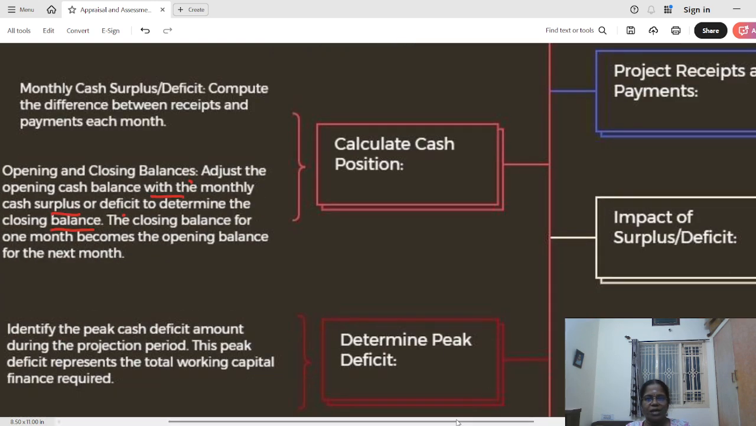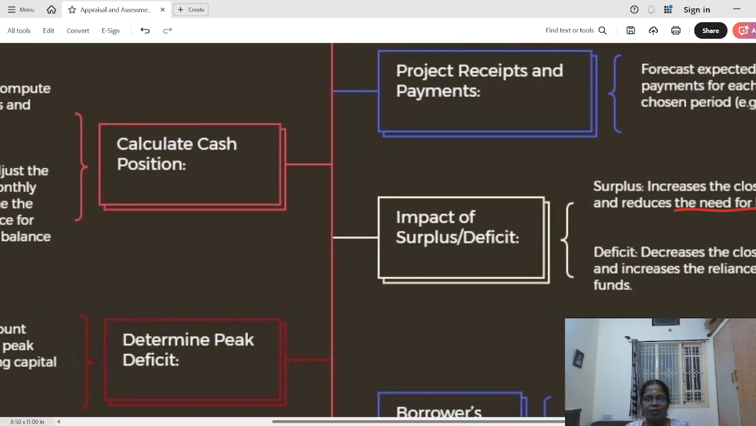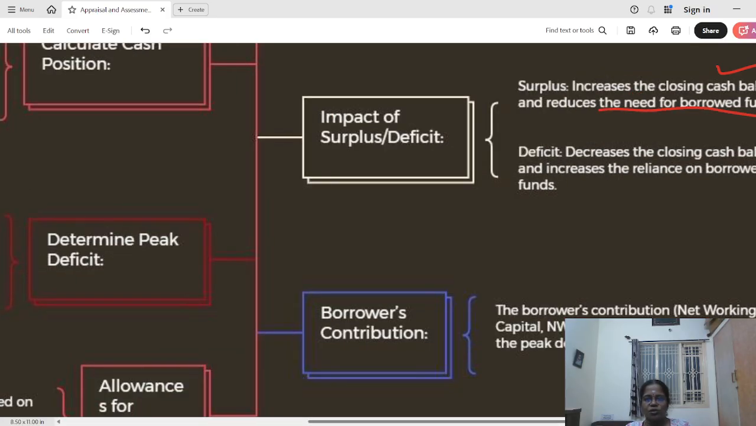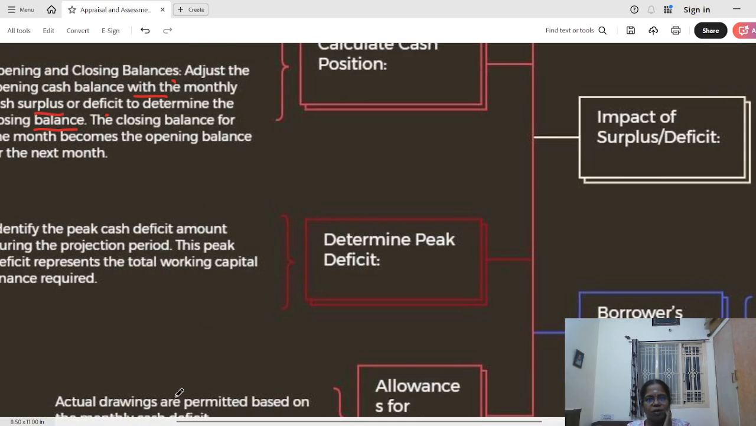So determine peak deficit. So அப்போ borrower என்ன பண்ணுவாங்க, இதில் borrower's contribution. So the borrower's contribution to net working capital should be at least 25% of the peak deficit. அவங்களோட இது சர்ப்ளஸா இருந்தது அப்படின்னா அவங்களோட நெட் ஒர்க்கிங் கேபிட்டல் அட்லீஸ்ட் 25% ஆஃப் தி டெபிசிட் இருக்கும். அதை அவங்க யூஸ் பண்ணிக்கலாம். இதே டெபிசிட்டா இருந்தது அப்படின்னா அவங்களோட நிலைமை எப்படி இருக்கும், determine peak deficit.